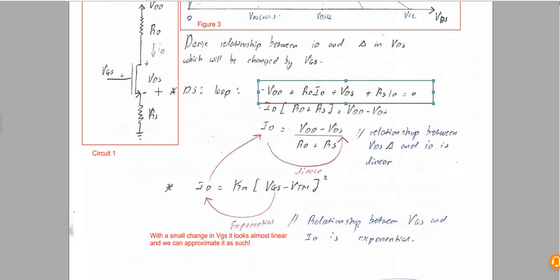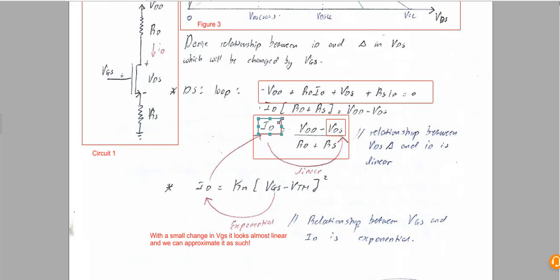Okay. So now from here, we're going to make ID the subject of the formula, and when we look at the final formula, we see that the relationship between VDS and ID is linear. So we have a linear relationship between VDS and ID.